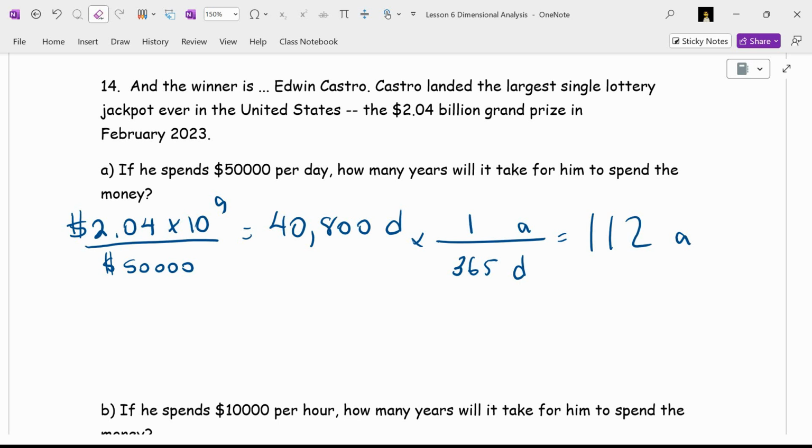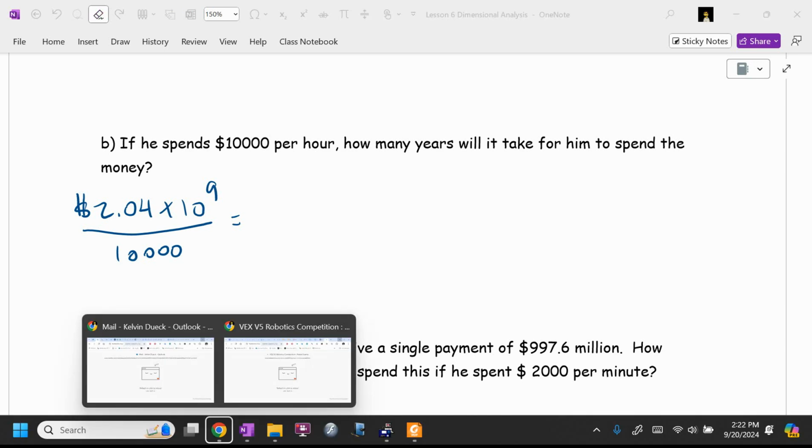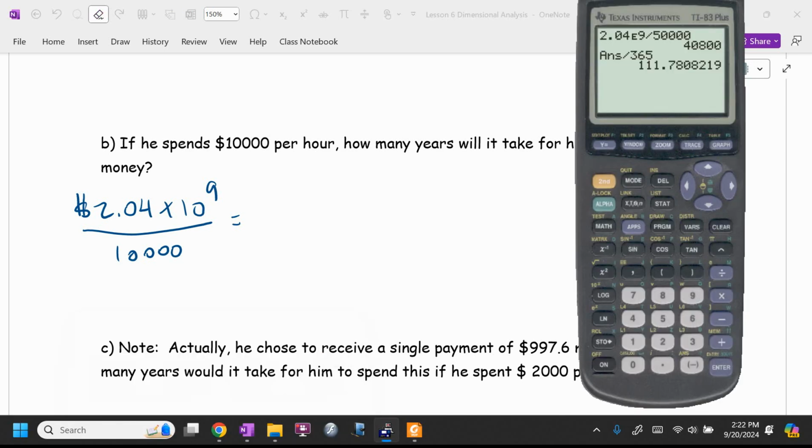So let's spend the money faster. Let's spend $10,000 per hour. How many years? Okay. Let's write down what they gave us, which was 2.04 times 10 to the 9th billion. But this time we'll divide by 10,000 because that'll tell us how many hours. 2.04 scientific notation 9 divided by 10,000. I get it'll take him 204,000 hours.